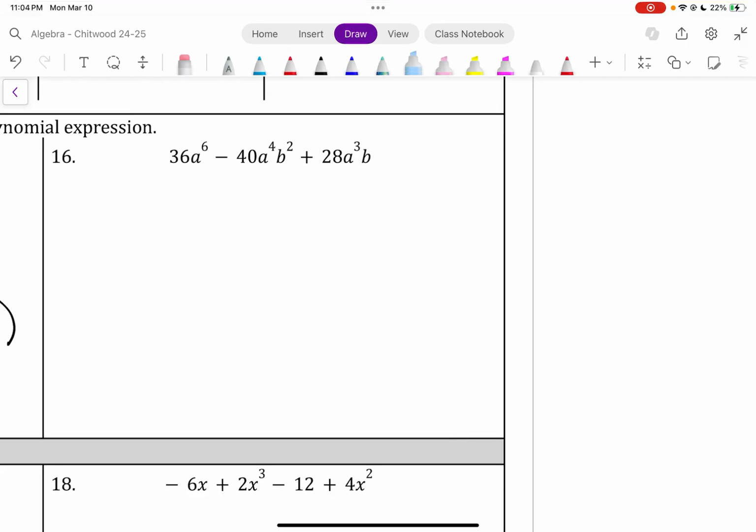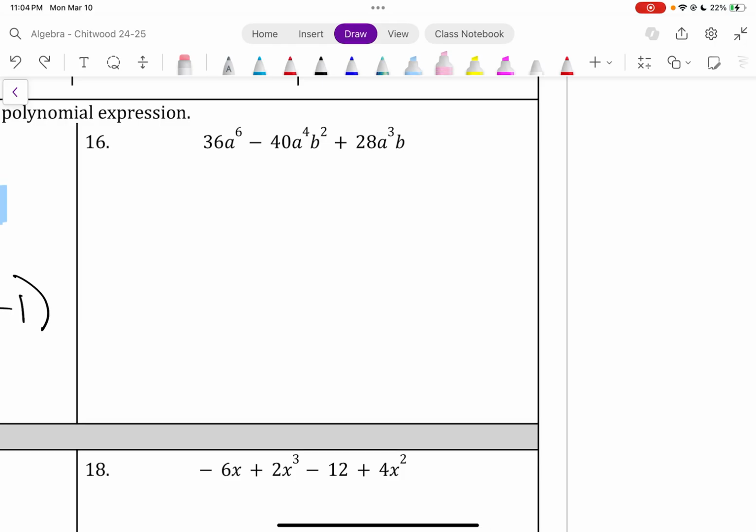My greatest exponent is 6, so I can just leave that in front. Okay, I'm going to start by looking at my numbers again. I have 36, 40, 28. The greatest number that multiplies into all of those is going to be 4. So I'm going to start by writing that.